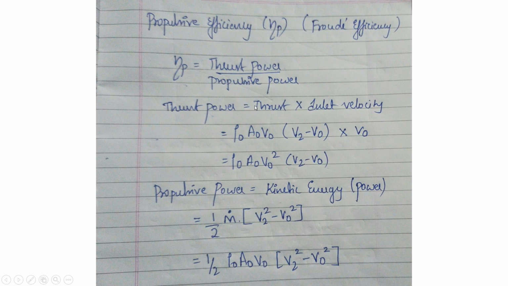So thrust power is equal to what? But what is thrust power given by? Thrust into inlet velocity. So thrust is rho naught A naught V naught into V2 minus V1, that is mass flow rate, into V2 minus V1 into V naught. Okay. So now that will imply rho naught A naught V naught square into V2 minus V1.